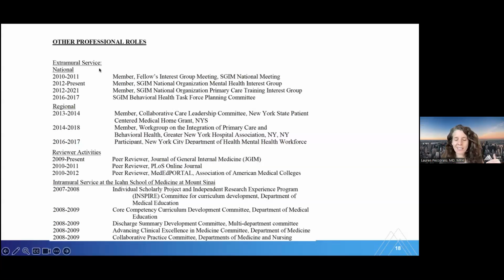And again, I don't have an example here of the patents and the entrepreneurial activities, but just imagine under my CV, those are both not applicable. Okay, so professional roles, the way I organized it just for my own brain is that I have extramural service and I organized it by national, regional, and reviewer activities. And then I have intramural service, so service within Mount Sinai. And for me, this helped me to keep things sort of chunked so I didn't get confused. So this is maybe a helpful way to do it.